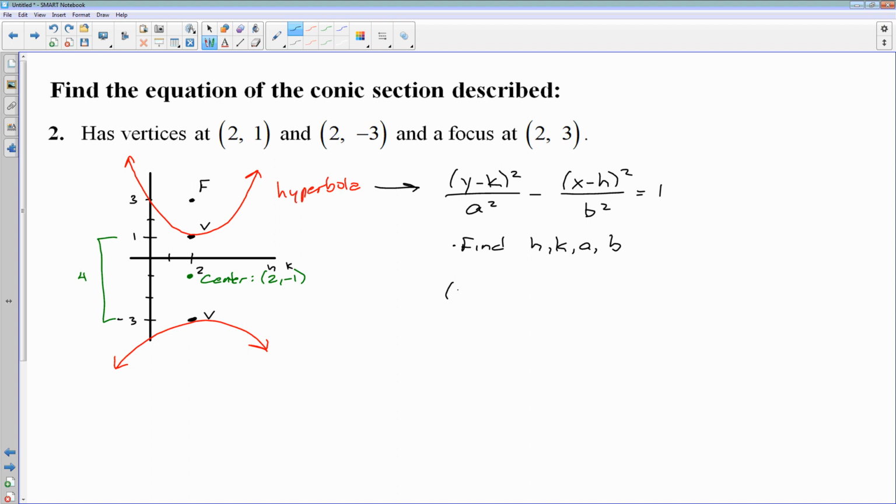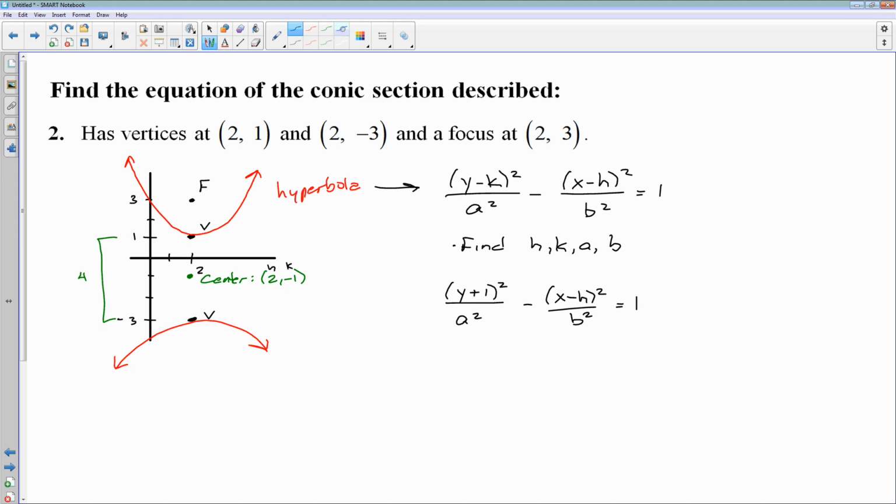So I'll plug that in for h and k. My equation is y minus k, which is -1, so it's going to be y plus 1 squared over, I still don't know what my a is, minus x minus h, I know that h is 2, squared, I still haven't found my b, equals 1. Now I need to find a and b.